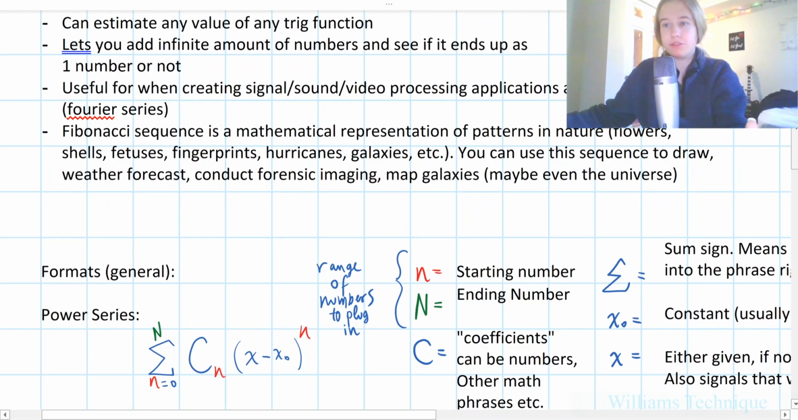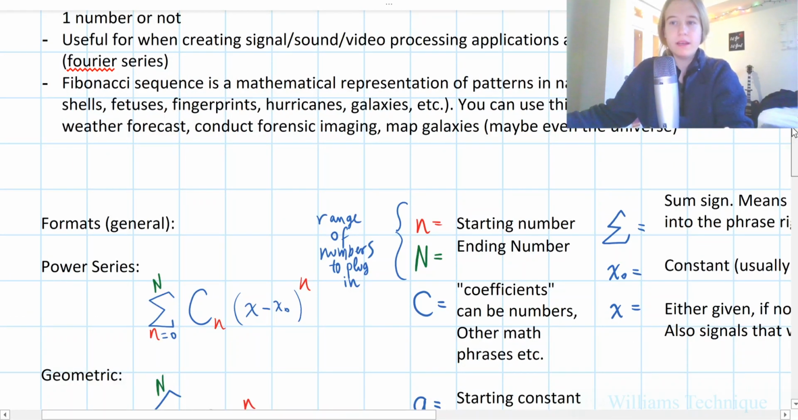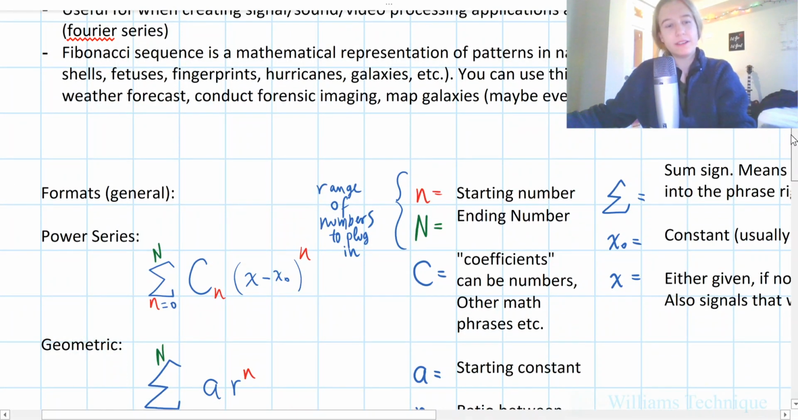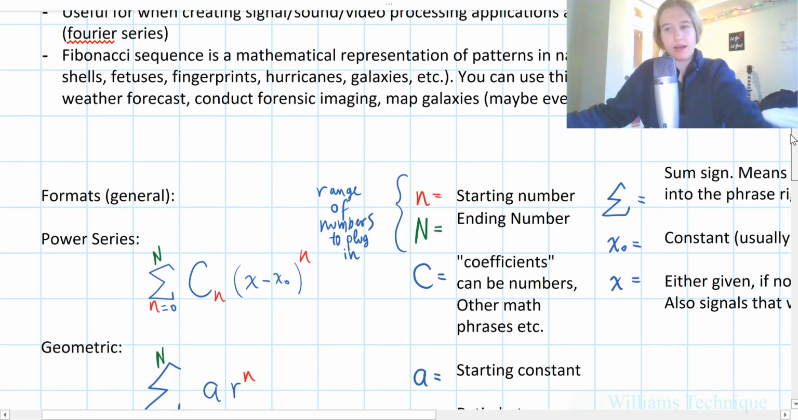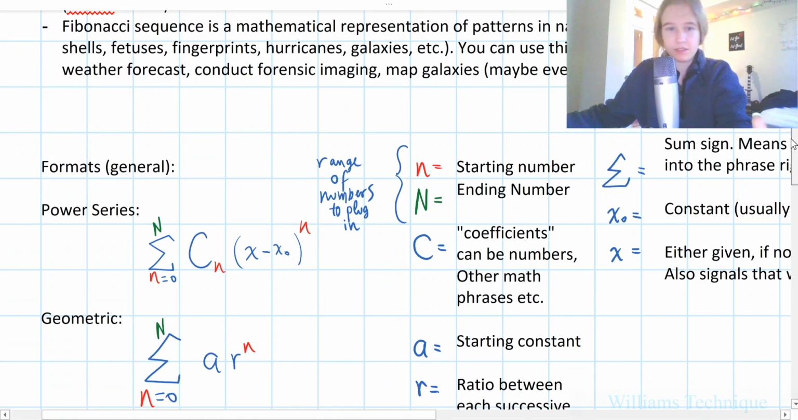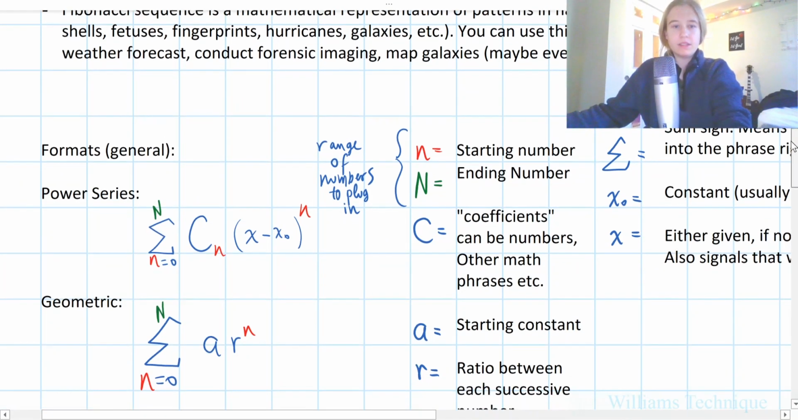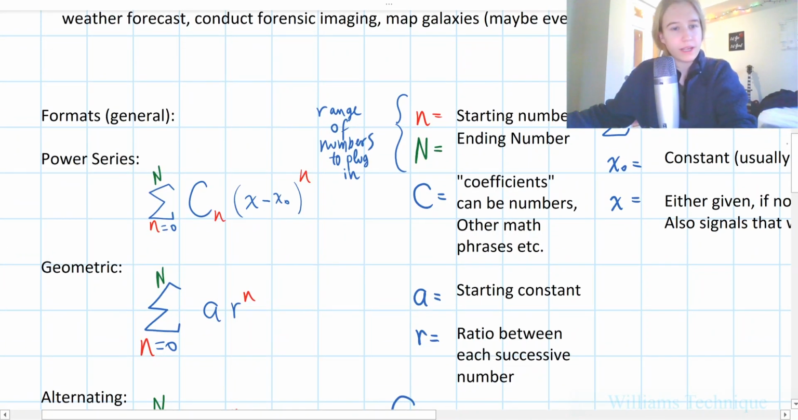These are things you can find out, and if you're really interested, go about connecting how series relate to those things if they happen to be one of your interests. All right, so now we're going to go over the formats, and then we'll go over what each variable means, and then we'll practice identifying them together.